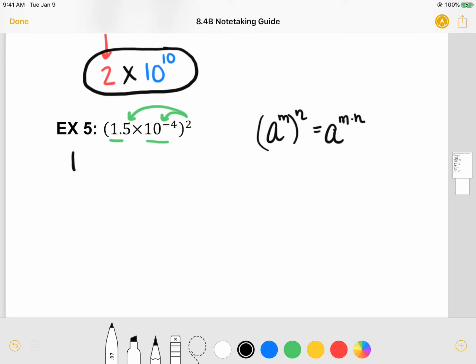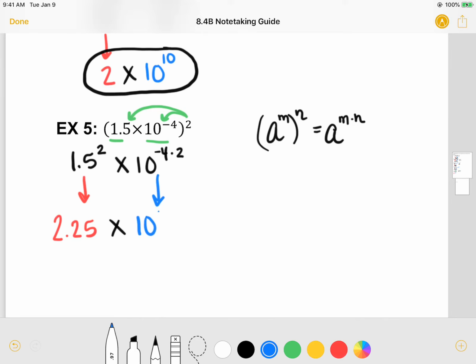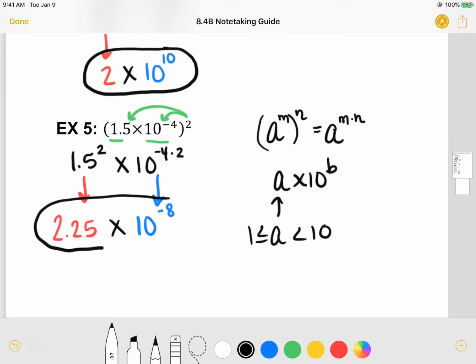So we're going to rewrite as 1.5 squared times 10 to the negative 4 times 2. Okay? So I want you to grab your calculator and square 1.5. You could also just say 1.5 times 1.5 and you should get 2.25. Okay? Now we're going to have powers of 10 here, so I want to multiply my exponents. Negative 4 times 2 makes a negative 8. And make sure that when you're in your scientific notation that this number a is greater than or equal to 1 and less than 10. So this should be our final answer.